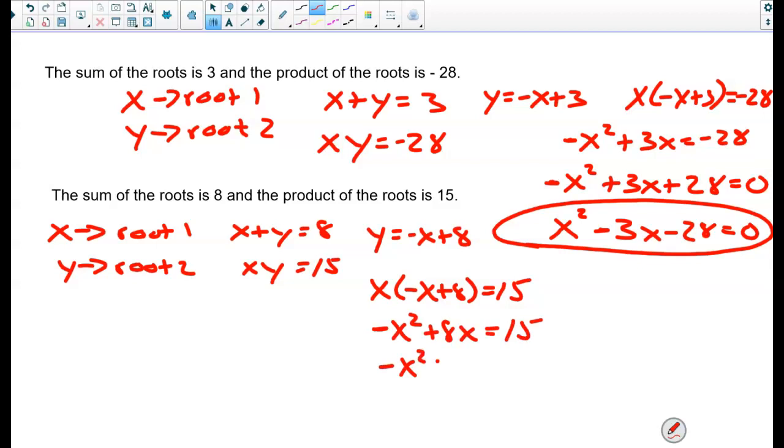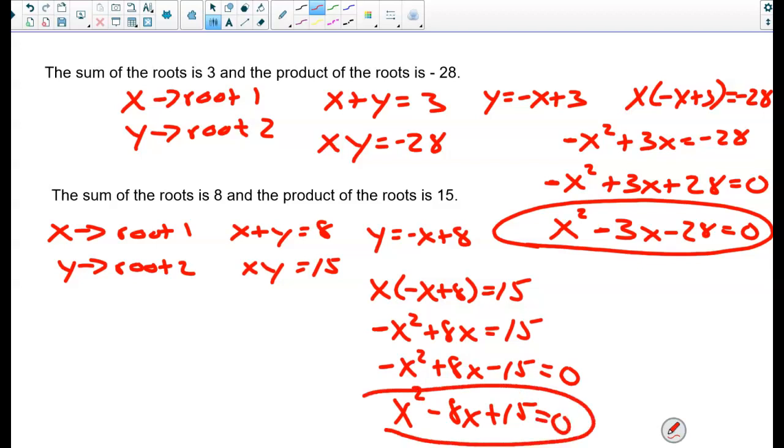Negative x squared plus 8x equals 15. We subtract the 8x on both sides, and I multiply everything by negative 1. x squared minus 8x plus 15 is my answer. Okay? If I were to factor this, it'd be (x minus 5)(x minus 3). So my roots would be 5 and 3. 5 plus 3 is 8. 5 times 3 is 15. It should work out on every single level.